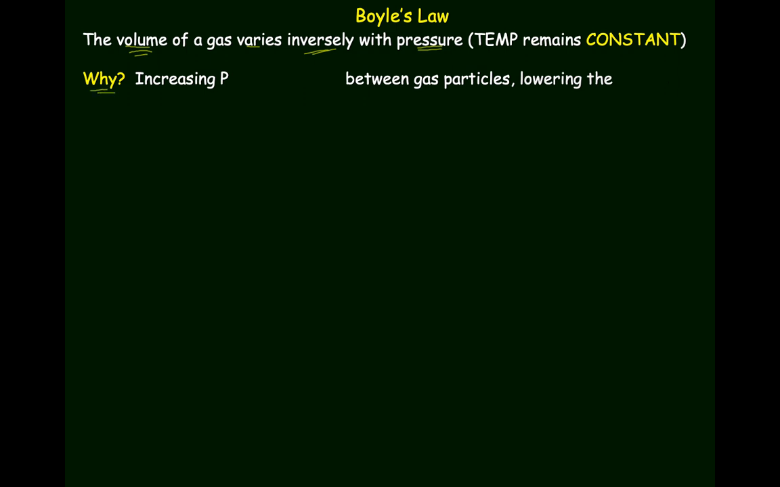Now, why is this the case? Well, if you increase the pressure on a gas, what you're essentially doing is limiting the space, or reducing the space in between the gas particles. So if you have two gas particles here, you're going to end up bringing them together, and that would cause the volume to go down. You're going to bring them closer together, and that causes the gas to take up less volume. But it does this in a proportion.